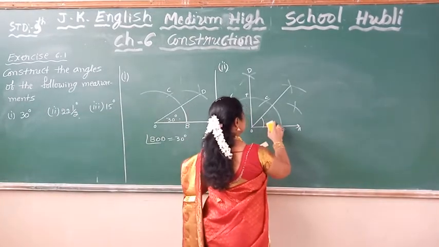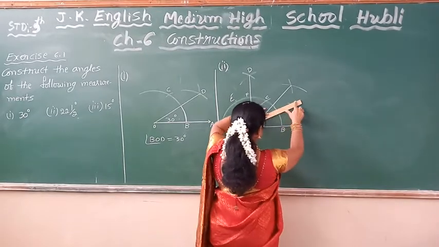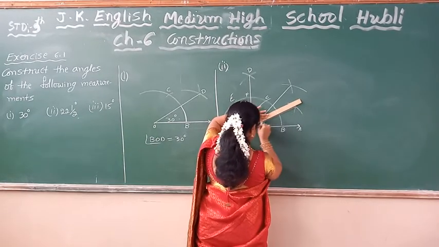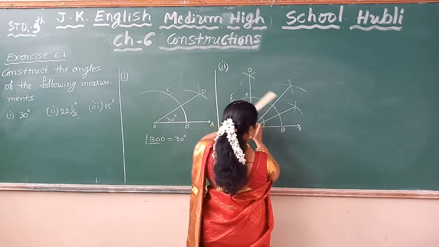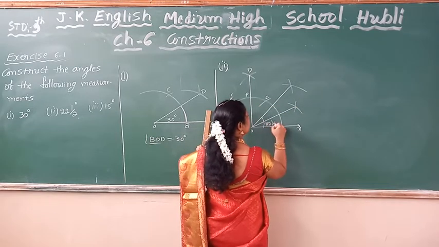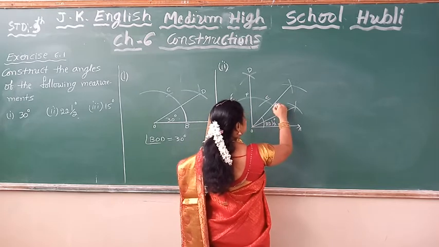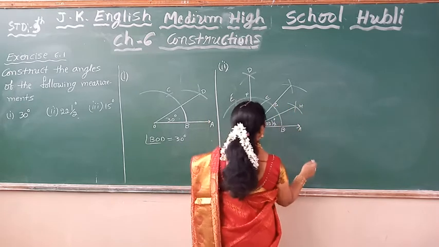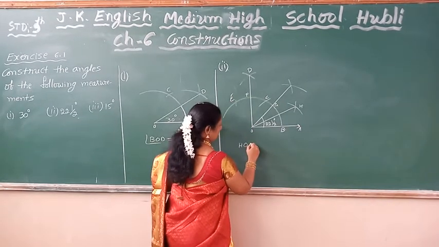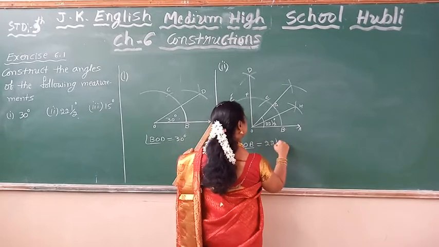I am not going to write it now. So you come to know from here to here, if I join, we bisected twice. First I constructed 90 degrees, and this angle is 22 and a half degrees. You can give another name, F, G, H. So the angle HOB is 22 and a half degrees.